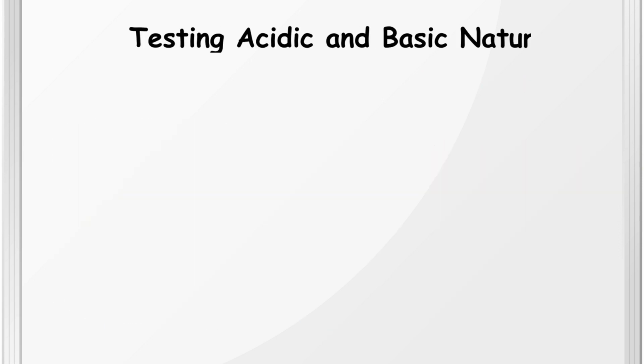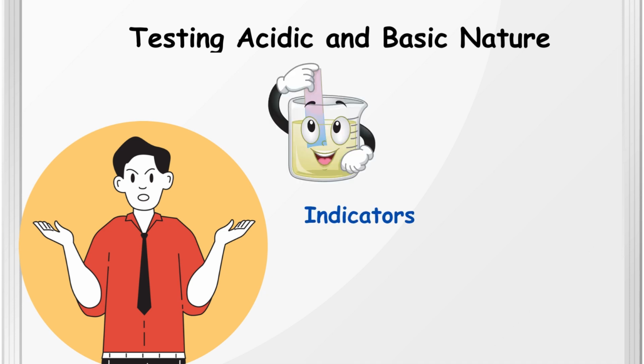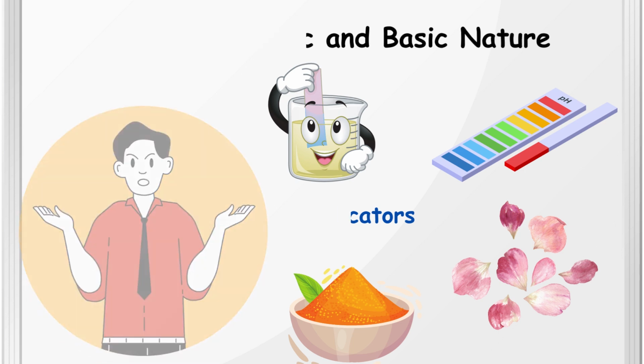Testing acidic and basic nature. How do we determine the nature of a substance if we can't taste it? That's where indicators come in. Indicators are special substances that change color when added to acidic or basic solutions. Some examples include turmeric, litmus, and China rose petals.